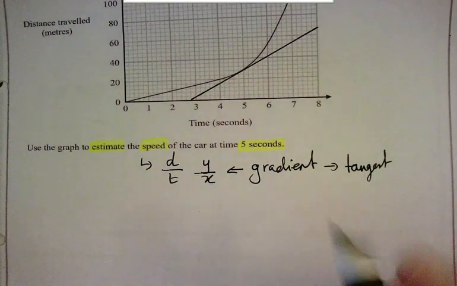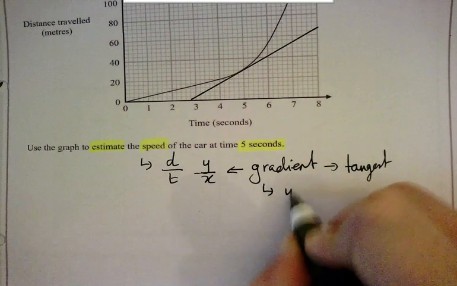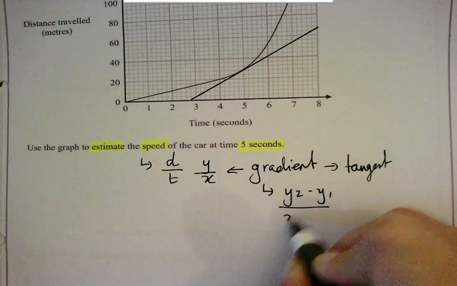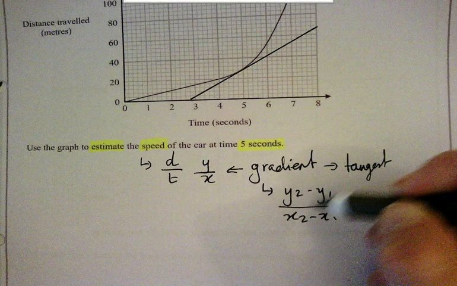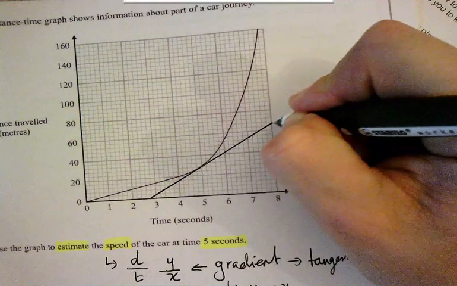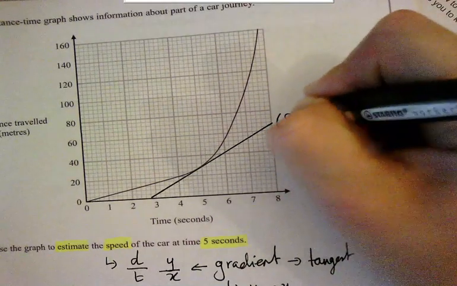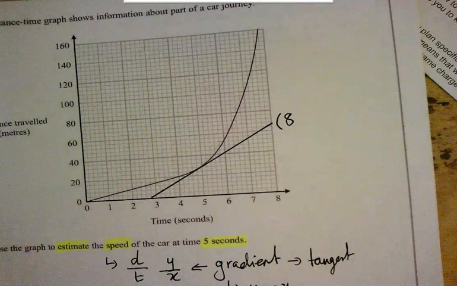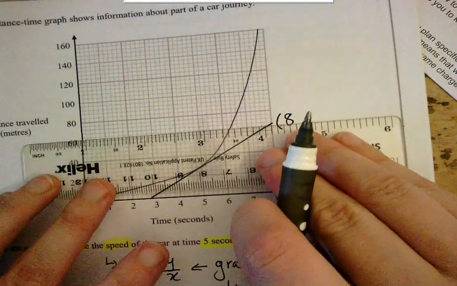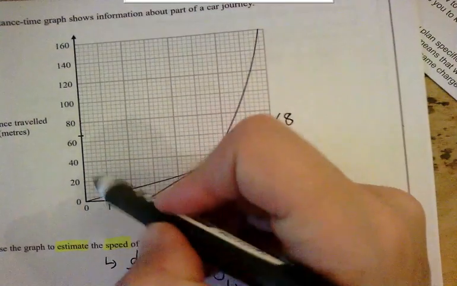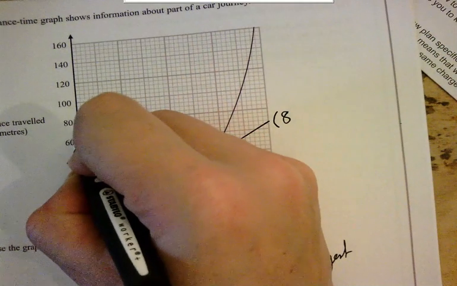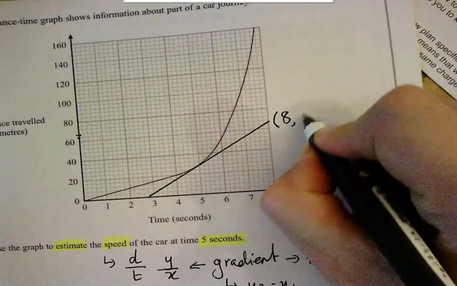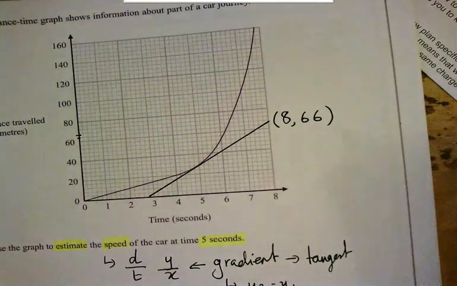I then need to find the gradient. For gradient I know I need to do y2 minus y1 over x2 minus x1. So I need to work out what these y2s and x2s are by finding the coordinates of these end points. This point has x coordinate 8 and the y coordinate, I can see that 10 squares is 40, so each little square is 4, so it looks like that's 64, that's 68, it looks like it's about 66, about halfway between 64 and 68.